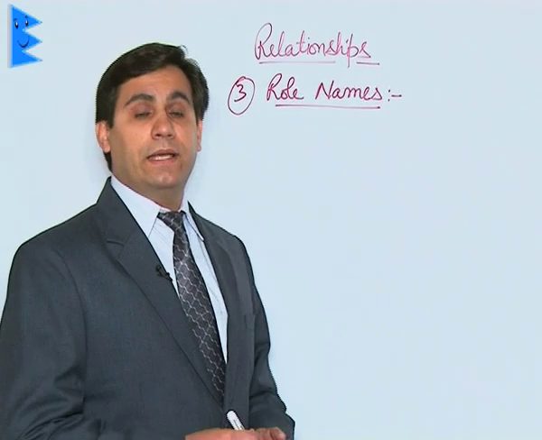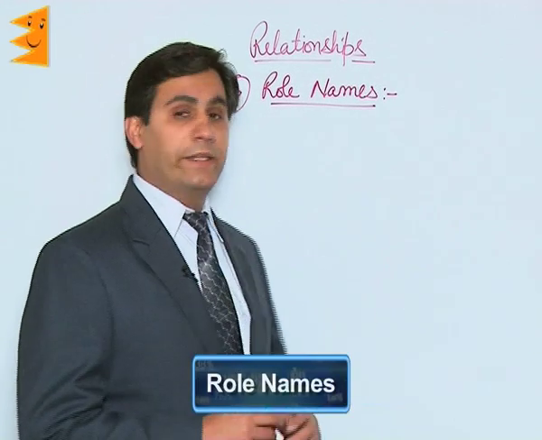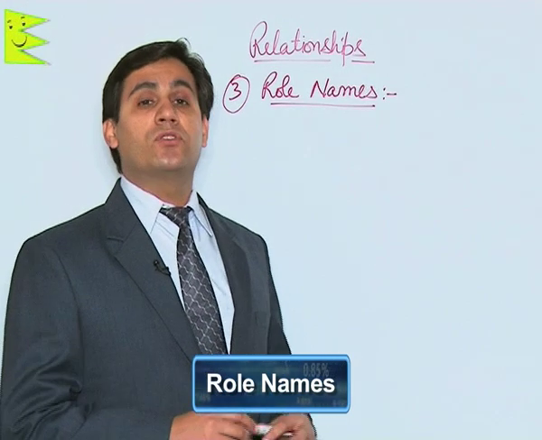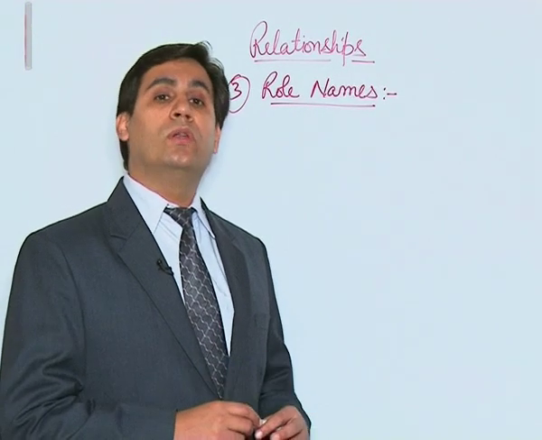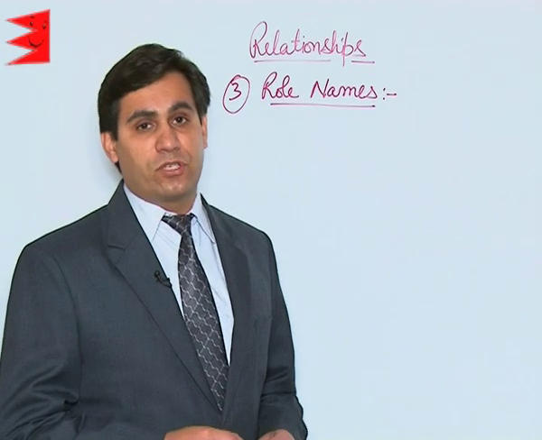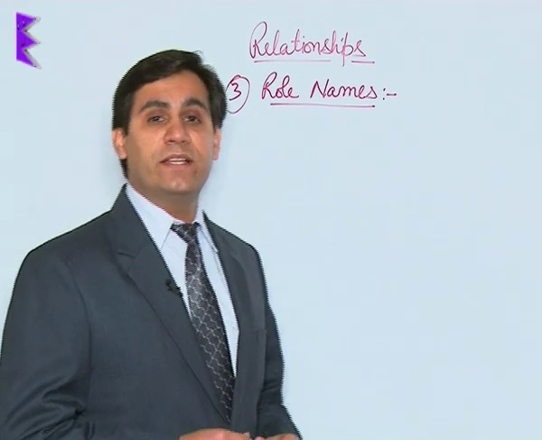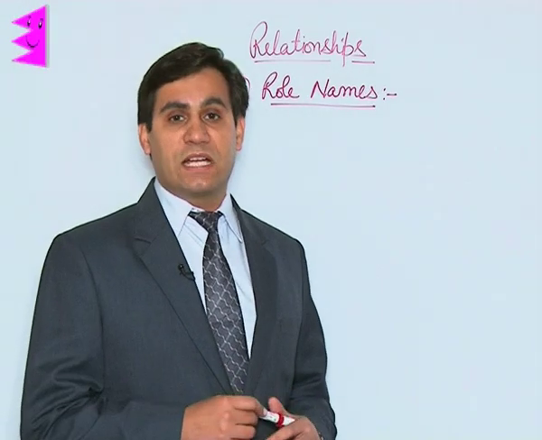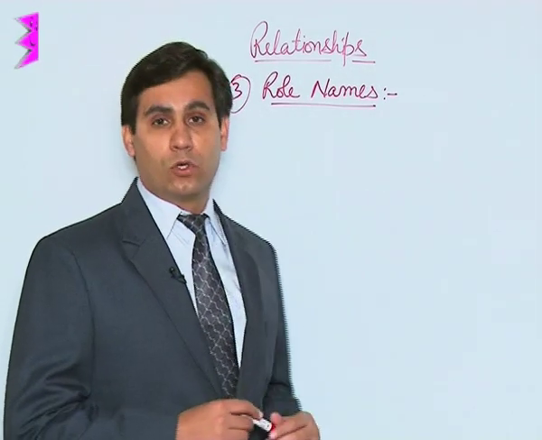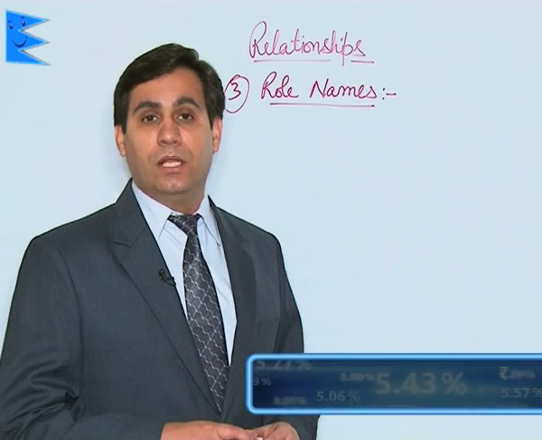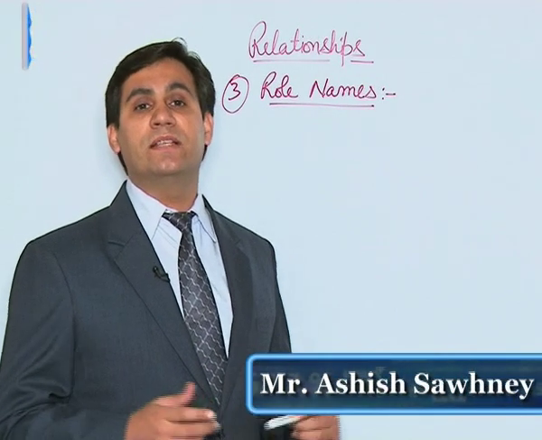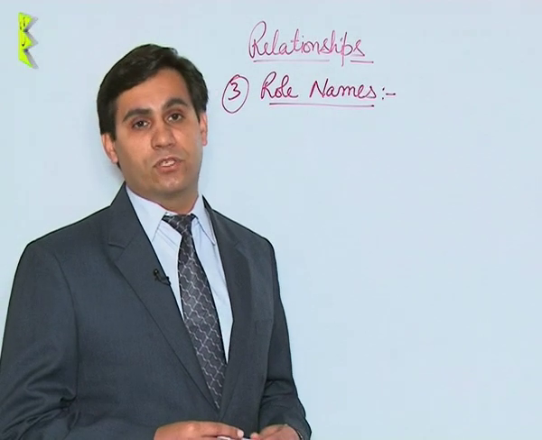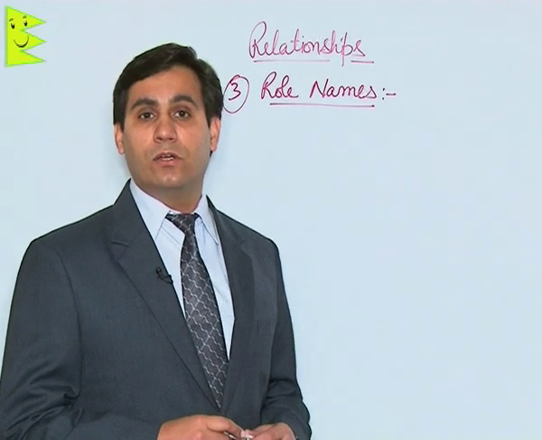The next part in any relationship is the role names. Now remember, there are various entities which actually come together to link attributes and create relationships. Each of these entities performs a specific function in a relationship. These functions that are performed are given specific role names. For example, in a binary relationship, two entities come together and link their attributes to create a binary relationship, and they perform specific roles.